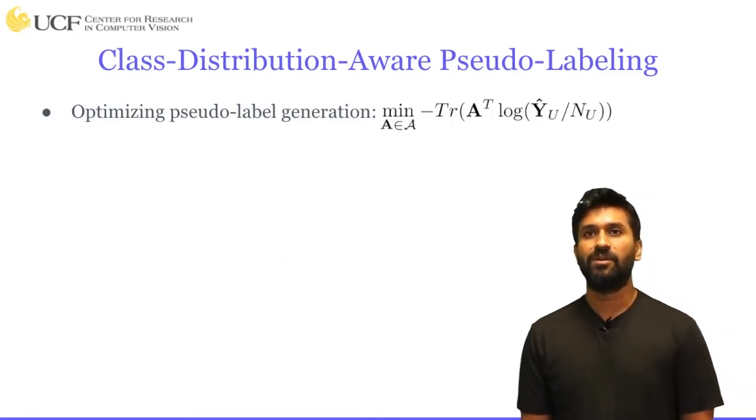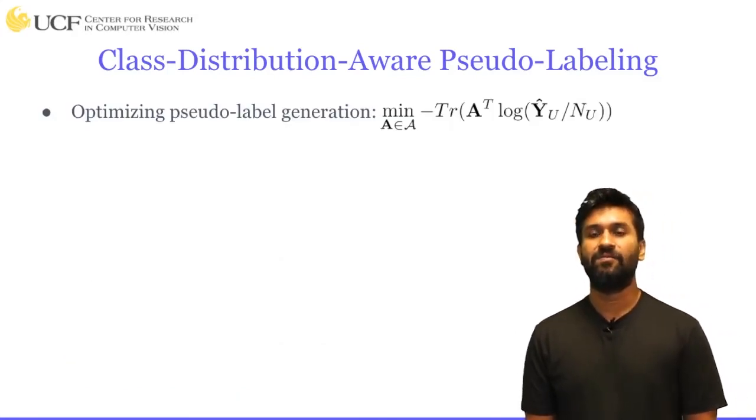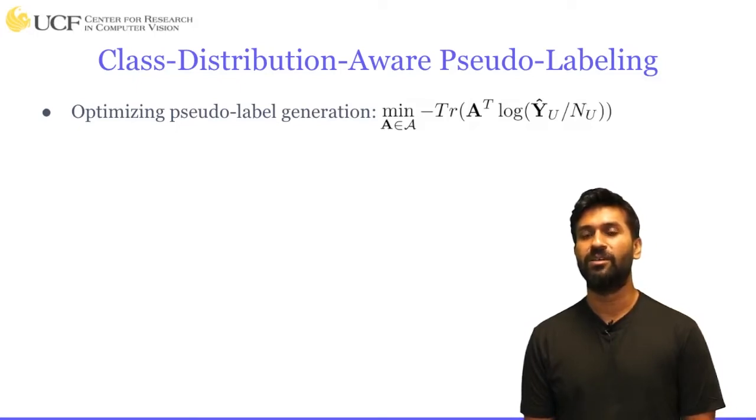So how do we optimize that? The optimization of this pseudo-label generation, that means determining the transport matrix A, is basically this term, where the minimization problem is that A is a member of the transportation polytope. We have to minimize the trace of A transpose multiplied by the log of the output probabilities.